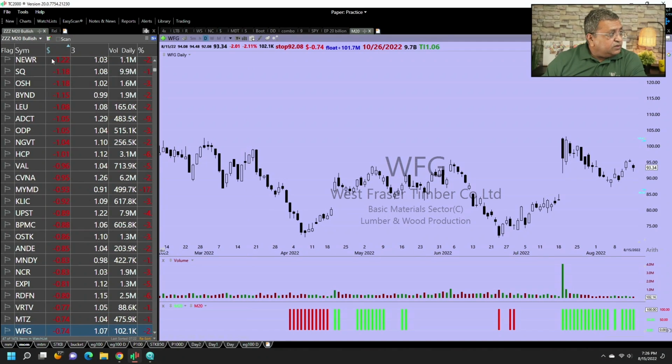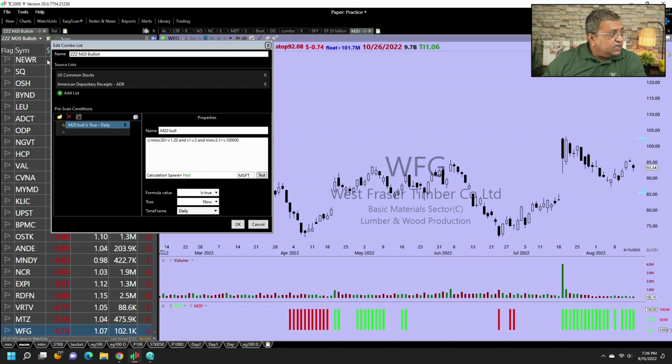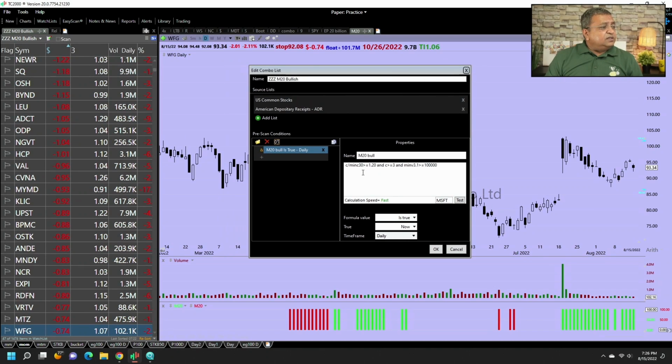One is the bullish side of this list. In the bullish side, you're looking at US common stock and ADRs, and you're looking for a stock which, from its lowest closing price in the last 30 days, is up more than 20%. So you're looking for an absolute momentum here, right? It should be up 20% plus from the low. And price is above 3, and this is the volume condition to make sure there is sufficient liquidity.